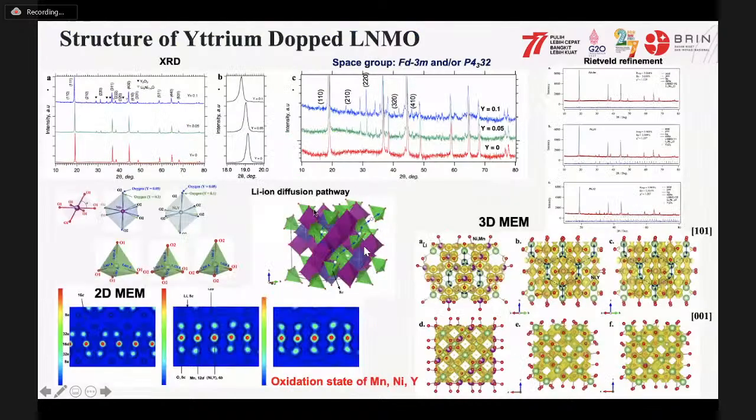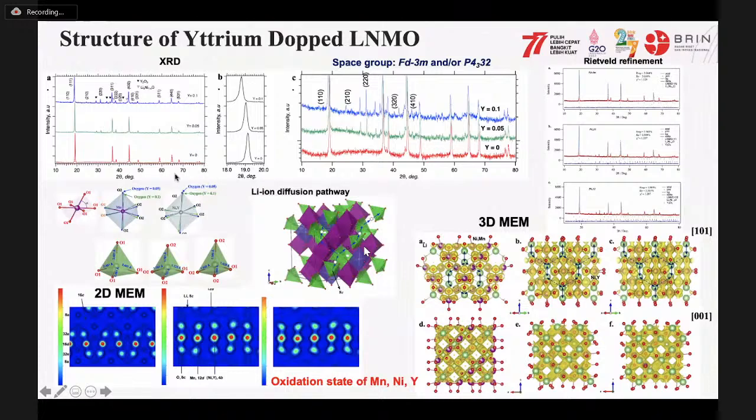And this is another work which I am still working on now, related to the LNMO battery. We know that for this LNMO battery, there are two possibilities of space group, and it is still a controversy until now. First is Fd-3m and also P4332. And for the sample here, we are using yttrium as a doping material.